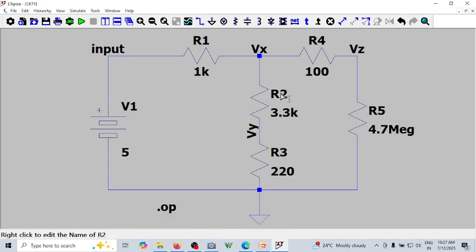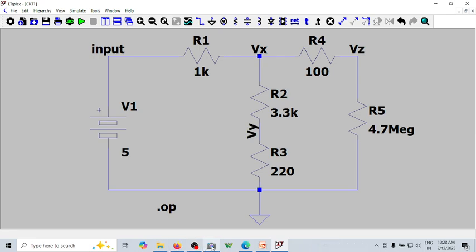Suppose you want to know the voltage across R2. It's actually Vx minus Vy. The voltage at Vx is from here to ground. Let me once again clarify. This V of Vx is nothing but the voltage at the X node with respect to ground. So the voltage at this point with respect to ground is Vy. All these are called single-ended voltages.